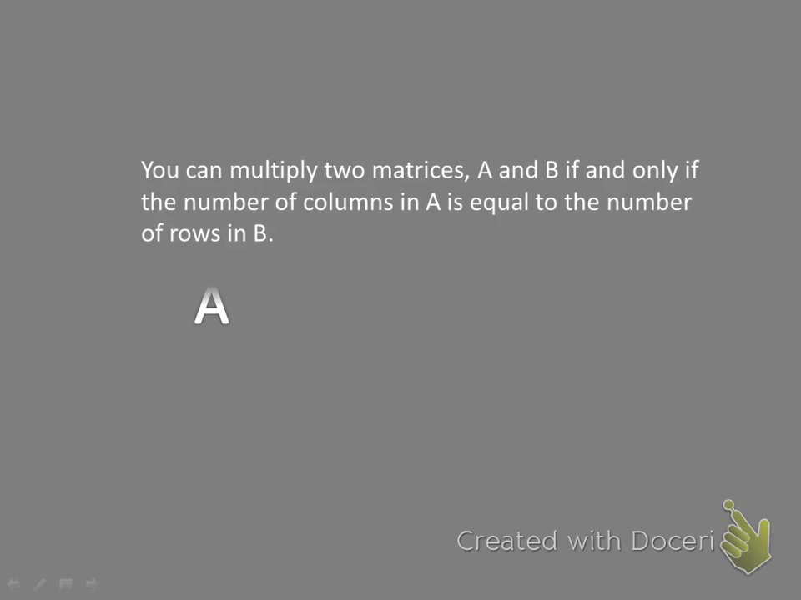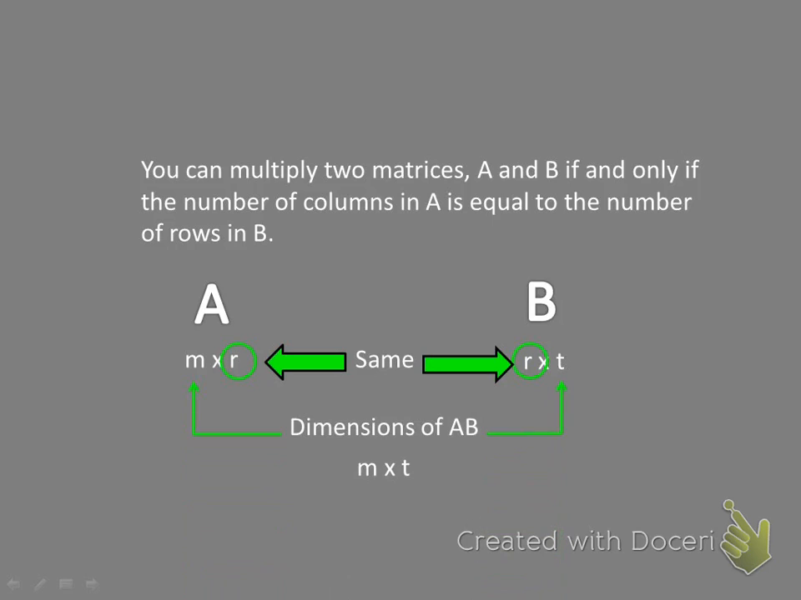Your rules for multiplying matrices are as follows. You can multiply two matrices, matrix A and matrix B, if and only if the number of columns in matrix A equals the number of rows in matrix B. It's the only way it works. A is your first matrix, B is your second matrix.